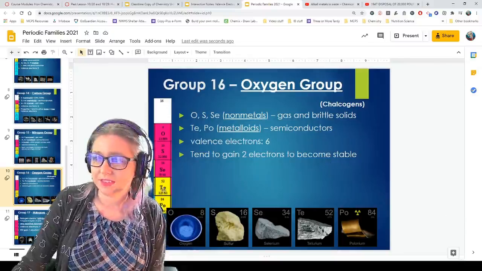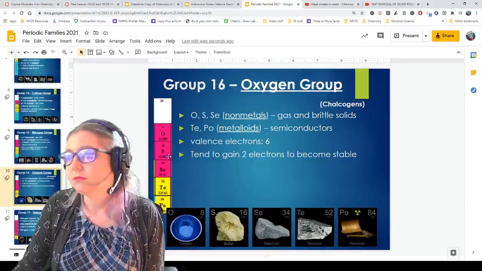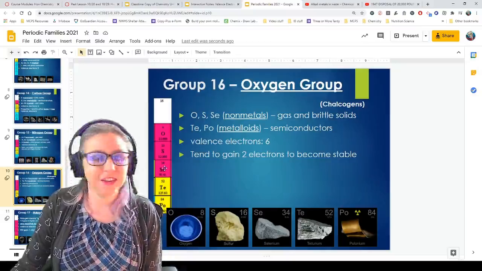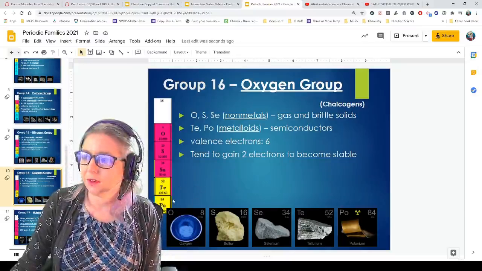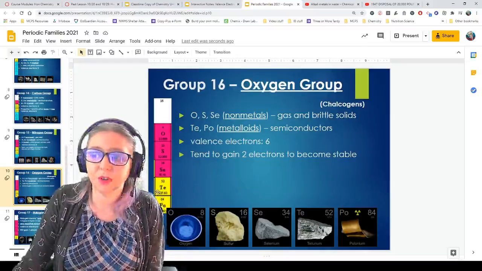So now we all have 6 valence electrons. So oxygen through selenium. Selenium, a vital nutrient you get from chicken. They all just want to gain 2. But tellurium and polonium, they're metalloids. They could do either. They could gain 2 or lose 6.